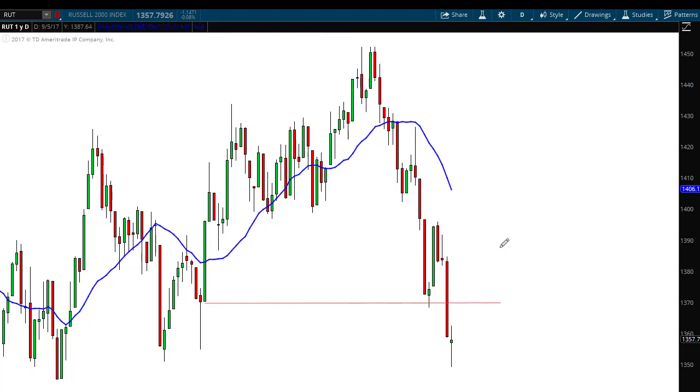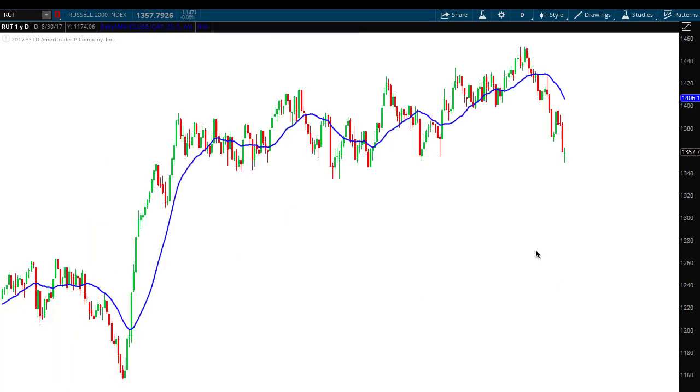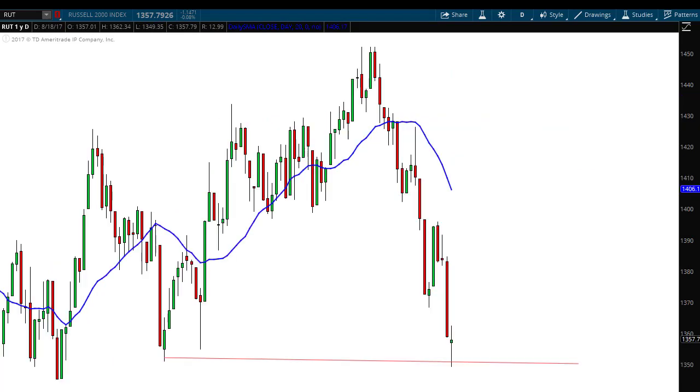And as I erase these lines and back up just a little bit, I'm going to show you something very interesting that's happening with the Russell 2000. This is the support level from back in May that was tested again at the end of May. So that is going to be a support level that I think is going to hold.